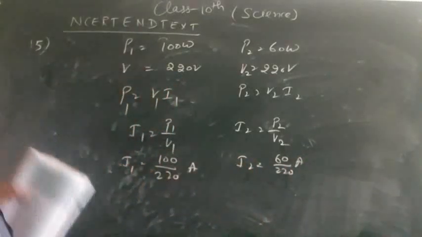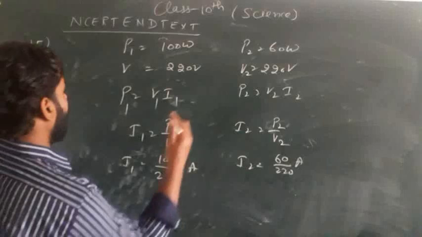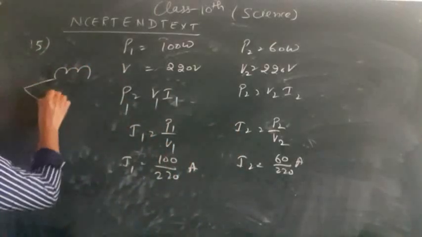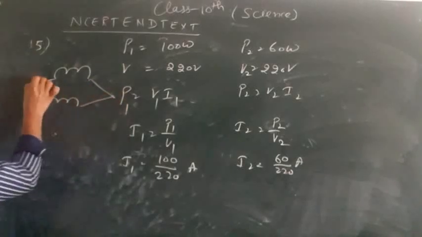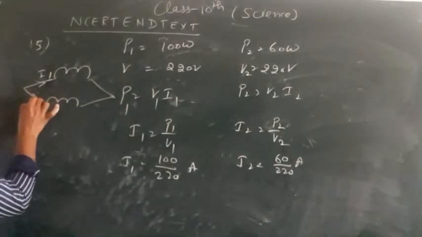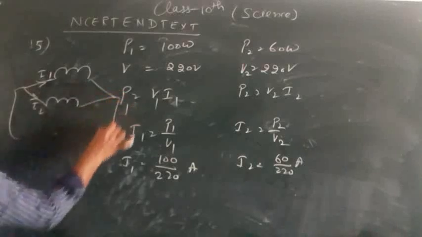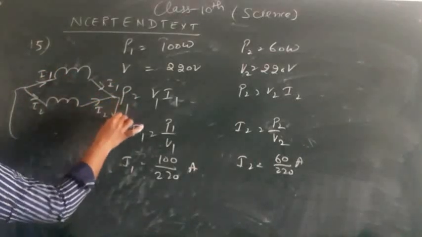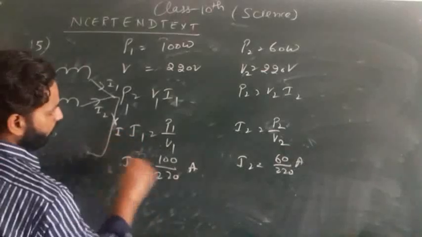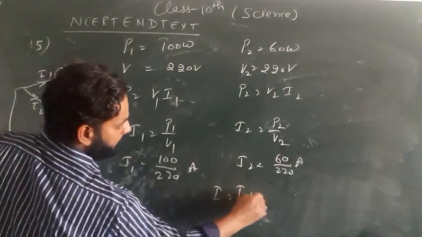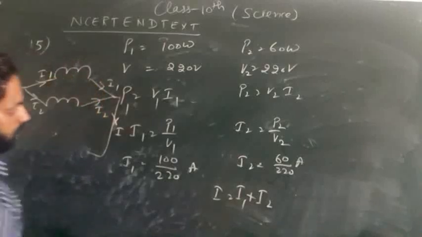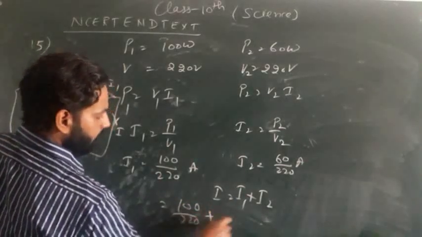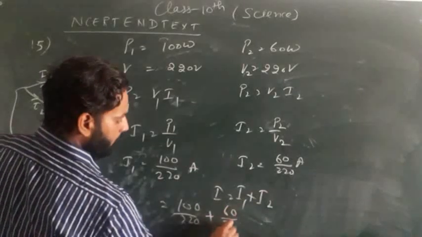How are these connected? If they are connected in parallel, then the total current is, here I am drawing a diagram, this is the first lamp and that is the second lamp. If I1 is the current for that lamp and I2 is the current for the other lamp, the combined current I comes out here. So I is equal to I1 plus I2. I1 is 100 upon 220 plus I2, which is 60 upon 220.